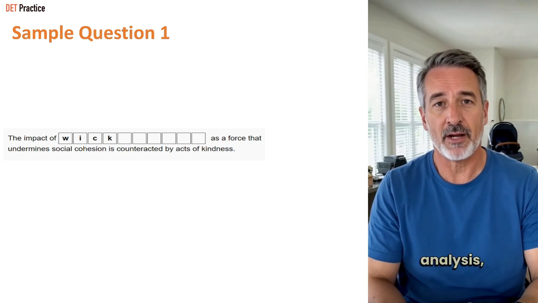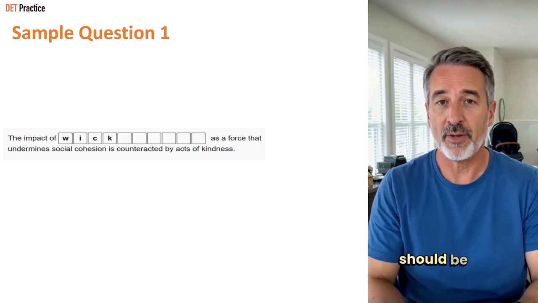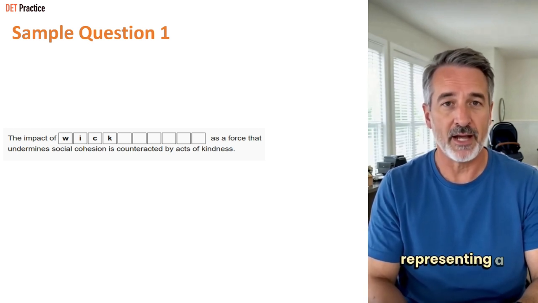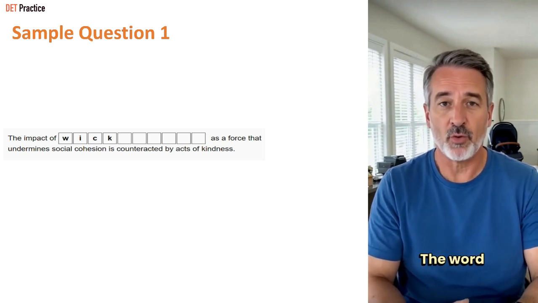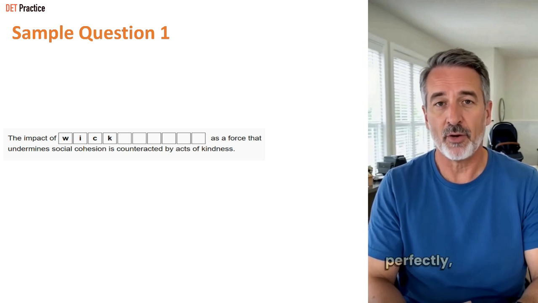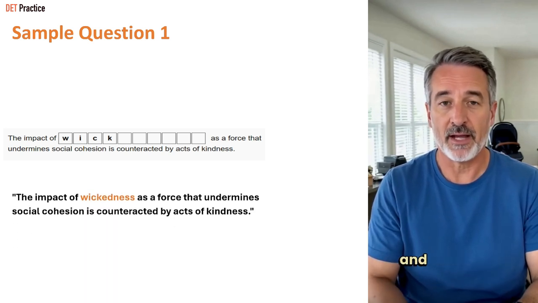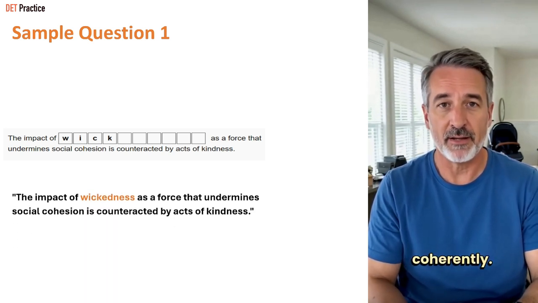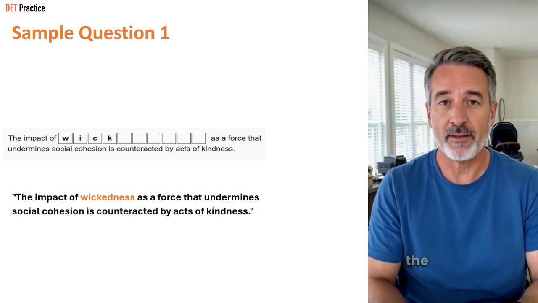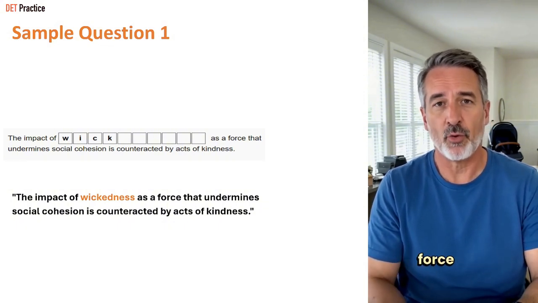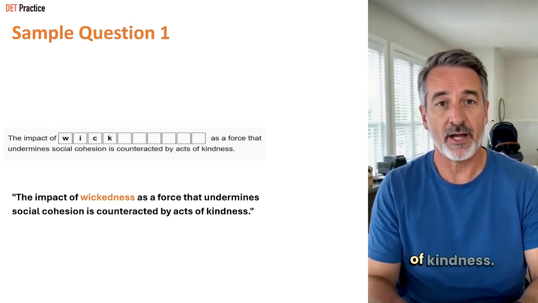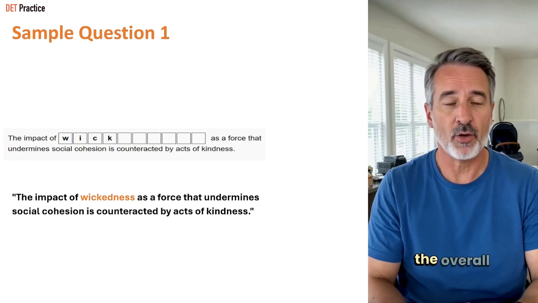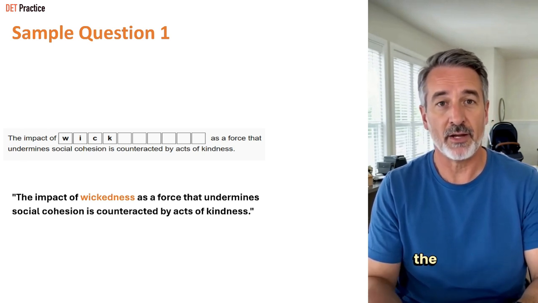context. In the analysis, we can see that the blank should be filled with a word representing a negative quality, as it contrasts with kindness. The word wickedness fits this context perfectly, meaning evil, and completes the sentence coherently. So the full answer would be, the impact of wickedness as a force that undermines social cohesion is counteracted by acts of kindness. See how understanding the overall context and recognizing the contrast helped identify the correct word?